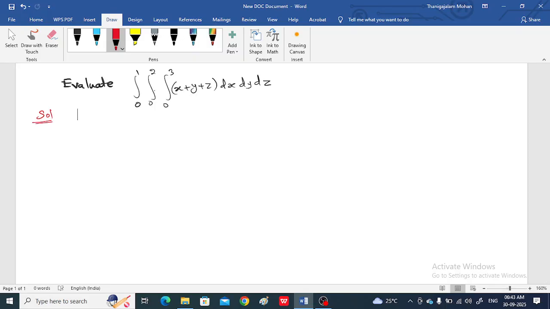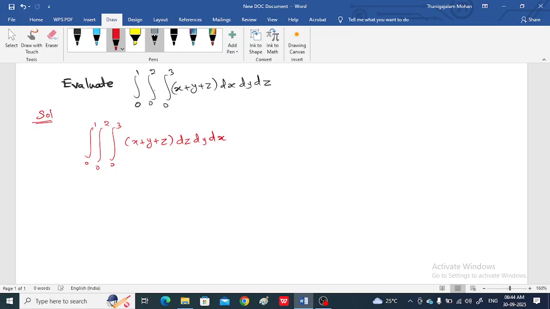Actually, we have to integrate these things in reverse manner. I will rewrite this sum: 0 to 1, 0 to 2 and 0 to 3 of the function x plus y plus z, in this manner dz dy dx.